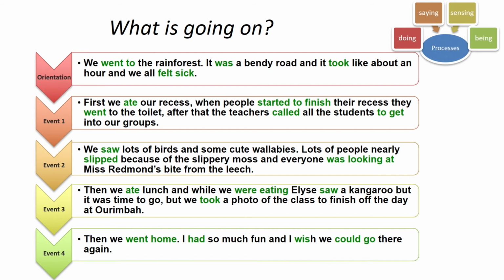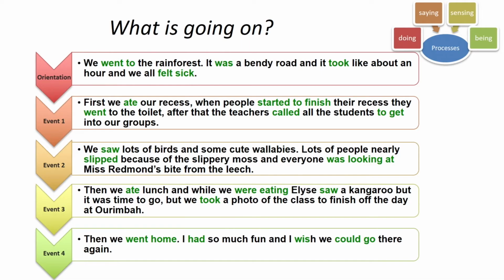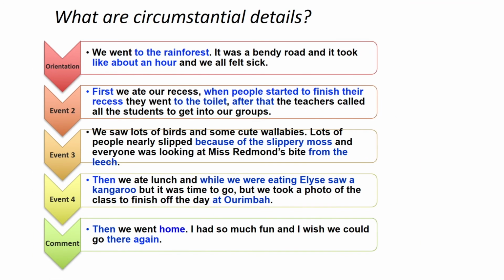When we look at what is going on, the verbs really shed light on the cognitive process going on in the writer's mind. What we see here was very much material process, that physical action. So we ate, started to finish, we went, called, saw. Saw was a sensing verb, and looking at. Ate, eating, saw. So the process again shows us very much concrete physical activities, showing the here and now.